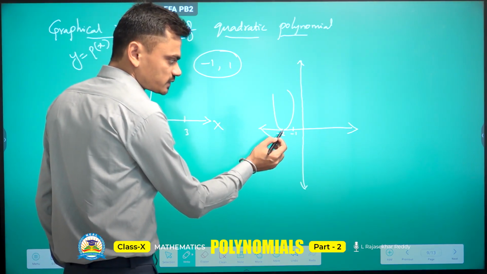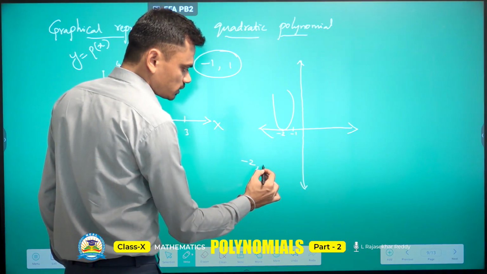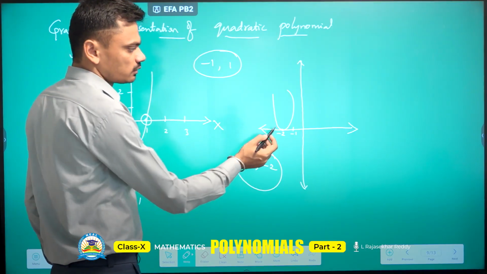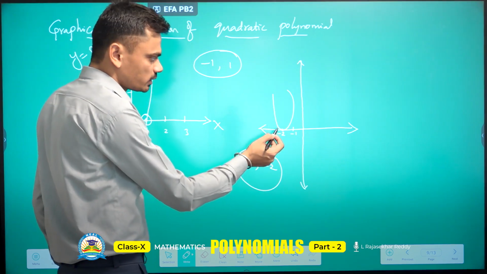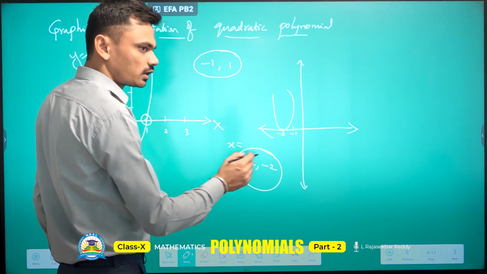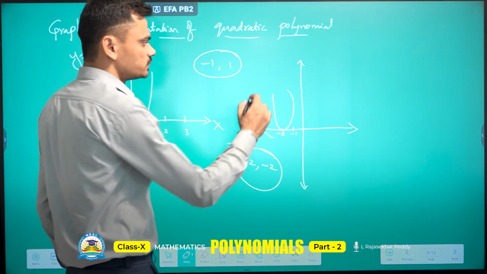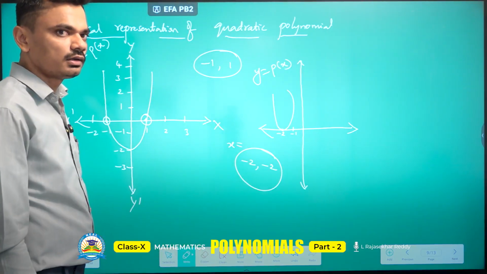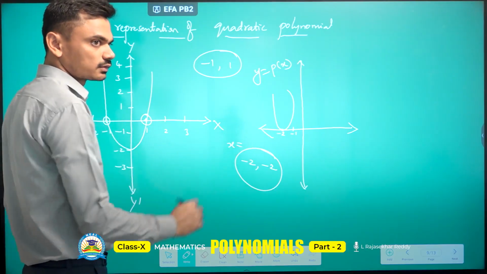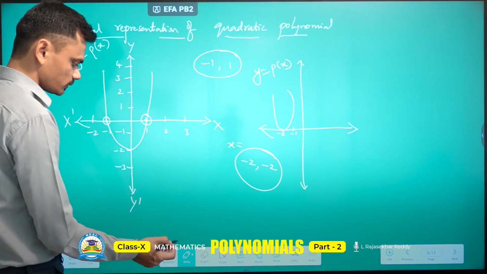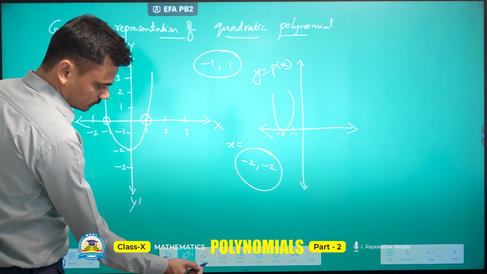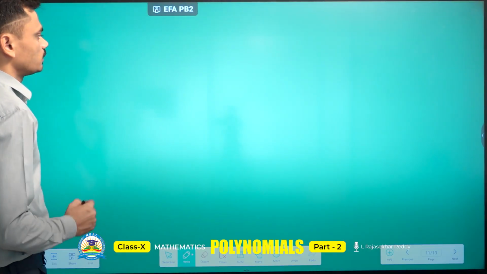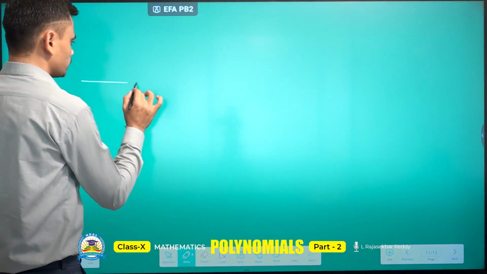So if graph comes like this, both zeros are same, that is minus 2 and minus 2. 2 zeros are equal, minus 2 and one more zero also minus 2 only. So x values minus 2 and minus 2. Okay, this is also graph of y, polynomial in the variable x. Sometimes it may also come. Next, here some questions may come like this.